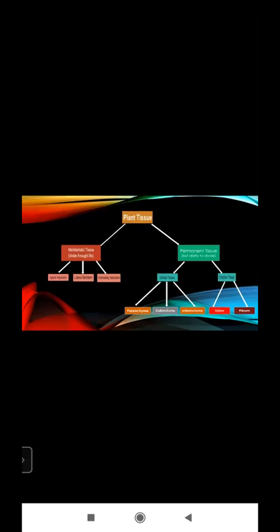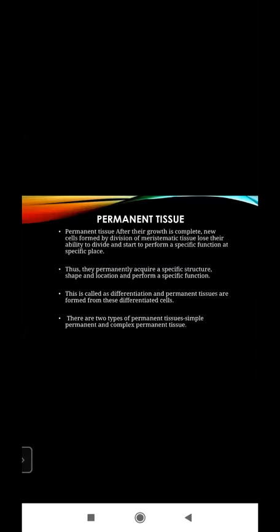The second subtype of permanent tissue is complex tissue, which is composed of more than two different types of cell types. Hence, they are known as complex tissues. These are of two types. First is xylem and second is phloem. Today, we are going to study these tissues in detail.